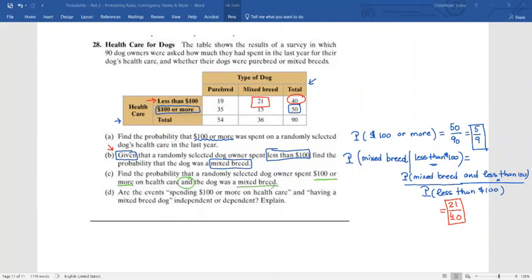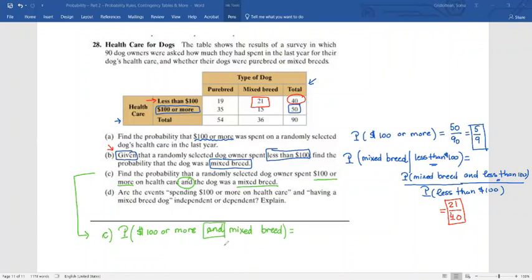was a mixed breed. We're looking for this connective word, which is "and". So for this problem, and I'll write down the answer right here for C, simply write it down again in words. Probability that the dog owner spends 100 or more. So I'll just have this category 100 or more and mixed breed.